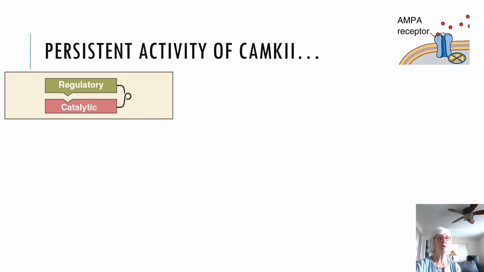We're looking at CAM kinase 2 specifically, and you can see that there are two different parts of CAM kinase 2. One part is the regulatory part, and the other is the catalytic part. So in this state, the CAM kinase 2 is inactive because the regulatory part of the kinase is kind of shielding the enzymatic or catalytic part of it, and so the catalytic part cannot go on and phosphorylate things. So this is an inactive protein kinase.